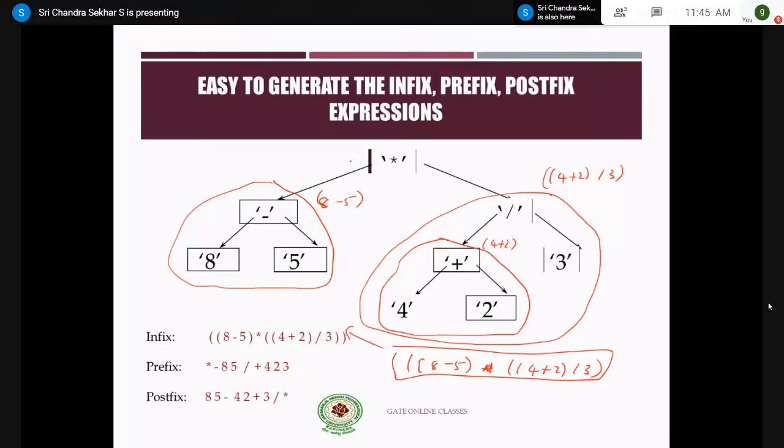This is very important. We have three different traversals, right? Pre-order, in-order, and post-order. If you traverse the expression tree in pre-order, you will get the prefix expression. Very important. If you traverse the given expression tree in-order, we get the infix expression. And if you traverse the given expression tree in post-order, you will get the postfix expression. Very important point.